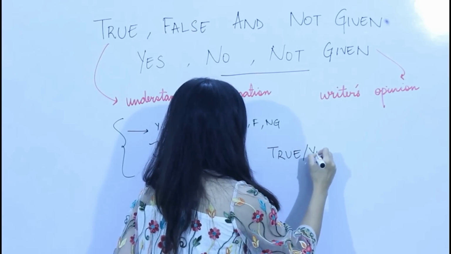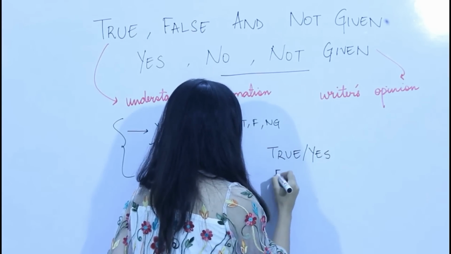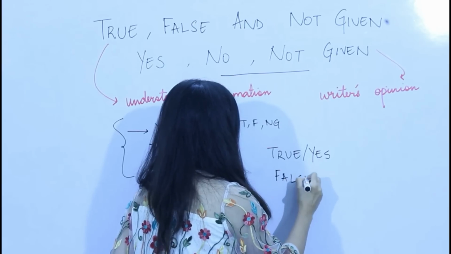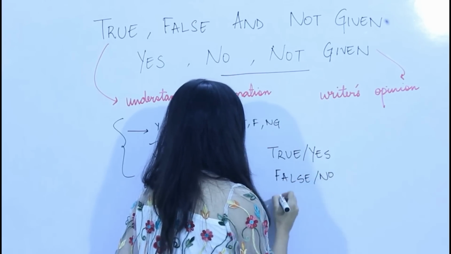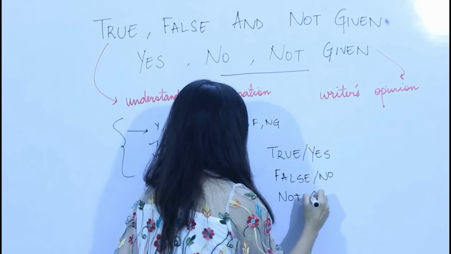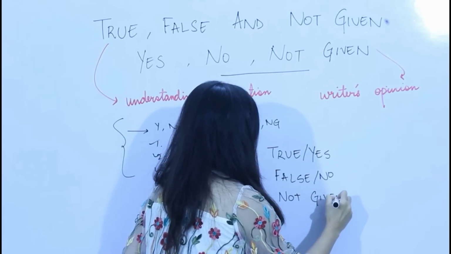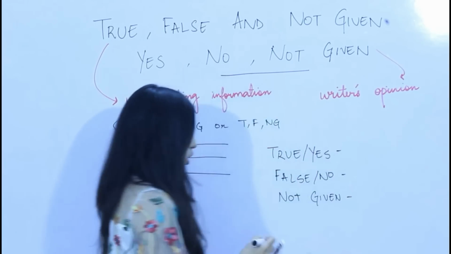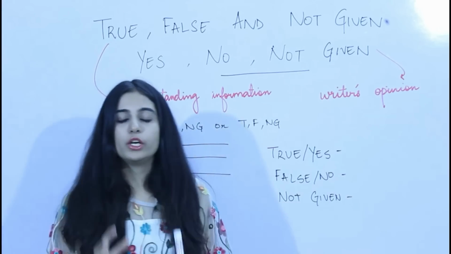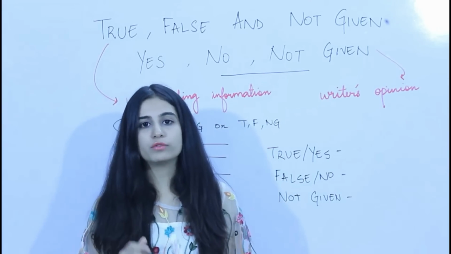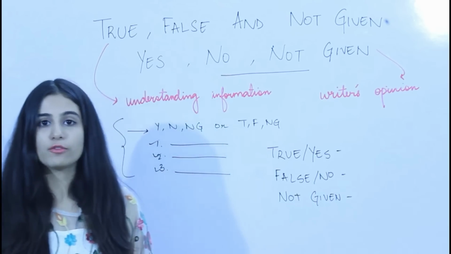True and yes mean the same thing. False and no also mean the same thing. Not given is the third option that we have. So, how do you strategize?